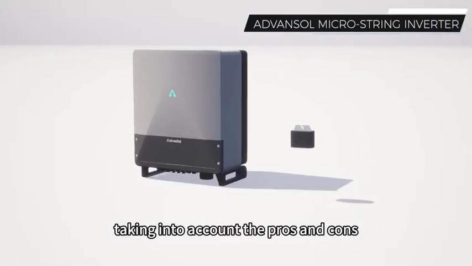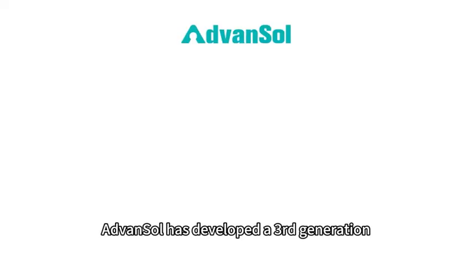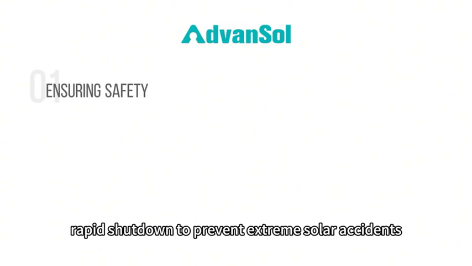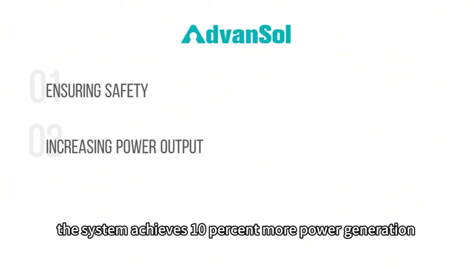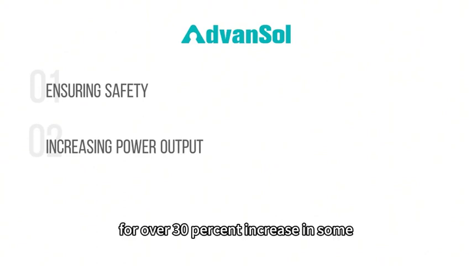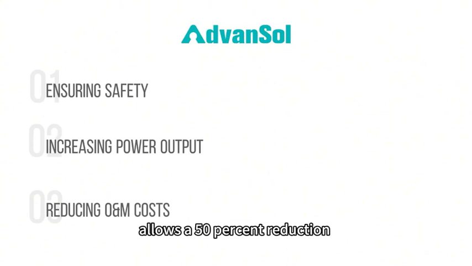Taking into account the pros and cons of the aforementioned inverter technologies, Advanced Sol has developed a third-generation smart micro-string inverter technology based on the following criteria. 1. Ensuring safety. Module-level rapid shutdown to prevent extreme solar accidents. 2. Increasing power output. The system achieves 10% more power generation, with the potential for over 30% increase in some extreme conditions. 3. Reducing operations and maintenance cost. Module-level performance monitoring allows a 50% reduction in O&M cost.